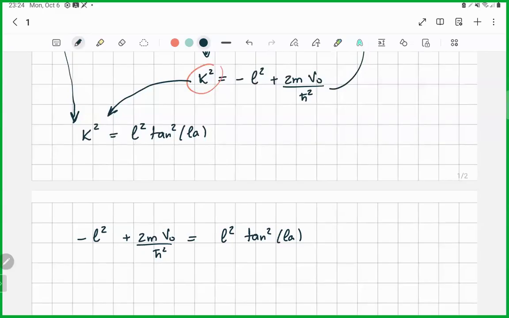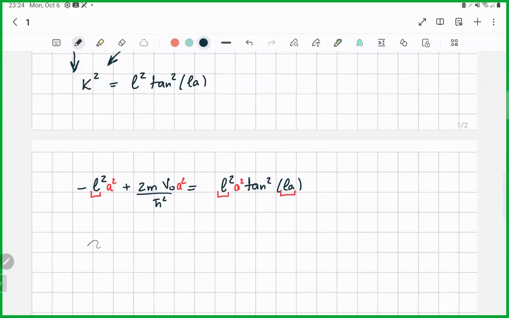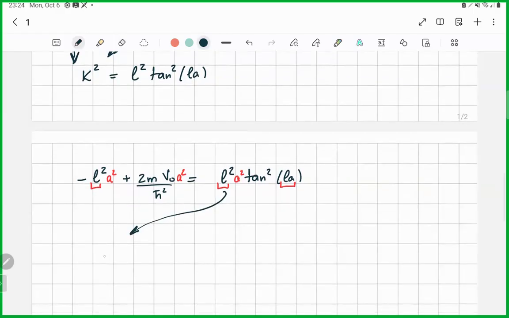Although there is still one thing that is bothering me, because here we have LA, while here I have just L squared. So you know what? I'm going to multiply this whole equation by a squared. You know why? Because now what do we have? Let me rearrange this. Let me start by writing this one in front. Okay, so now what we have?